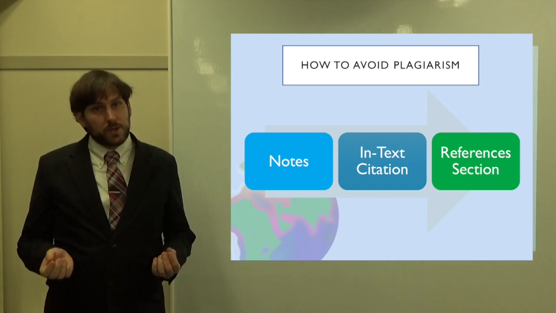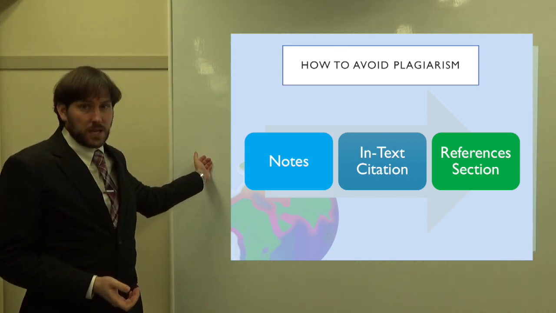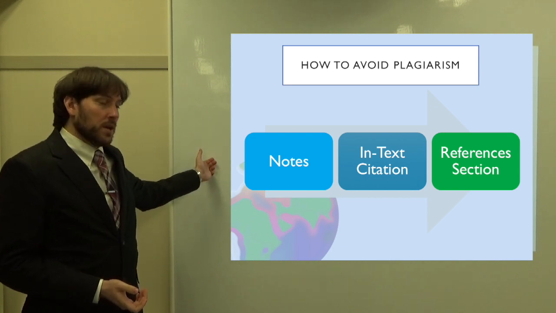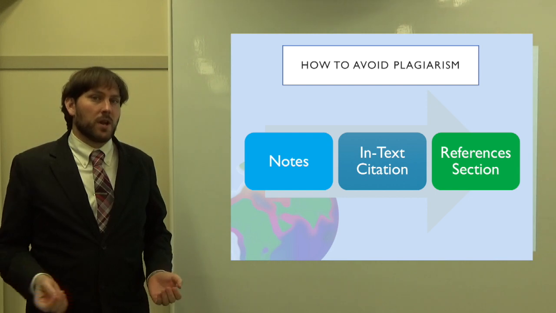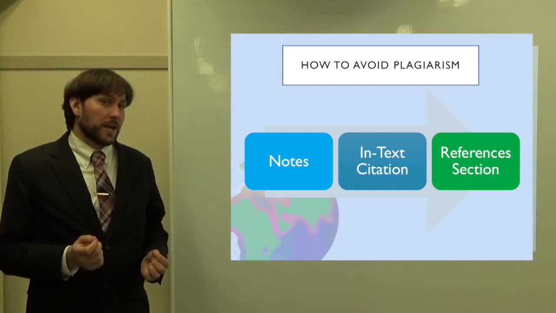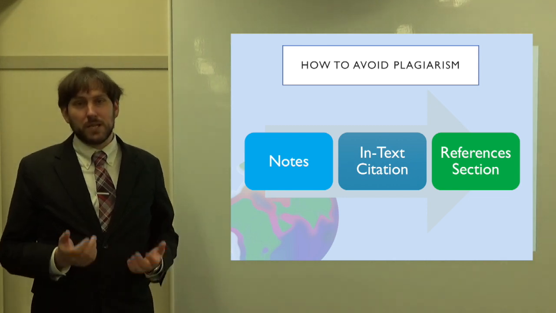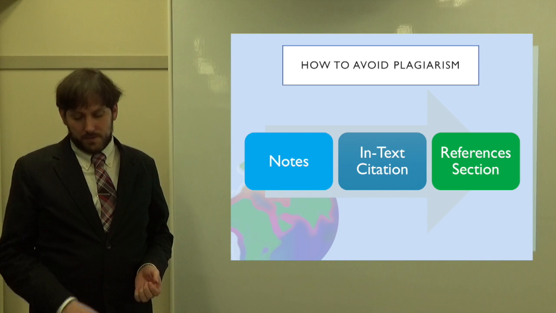And the method that I'm going to talk to you about is a combination of using notes, in-text citation, and the reference section. So it's not enough just to have your in-text citation and the reference section, because a very important part is we want to avoid direct and indirect plagiarism, which means we need to remember where the ideas we are using are coming from.